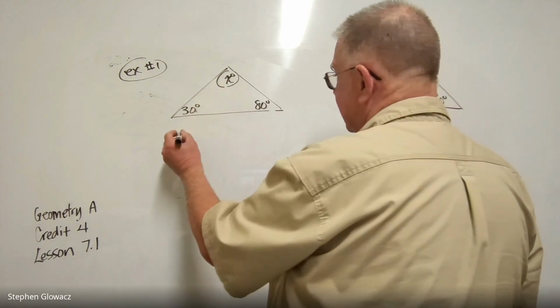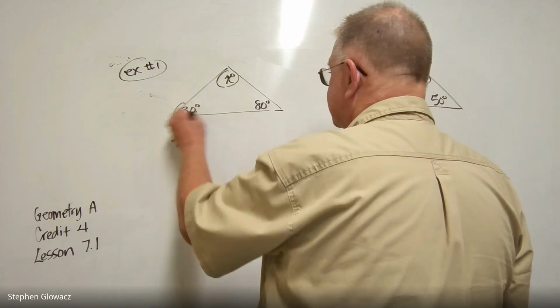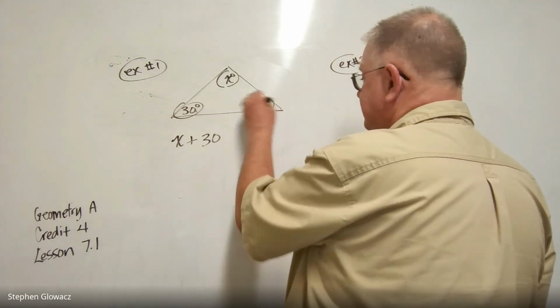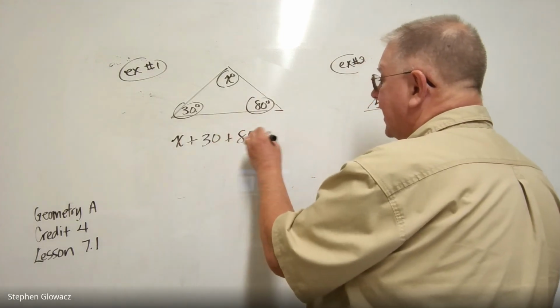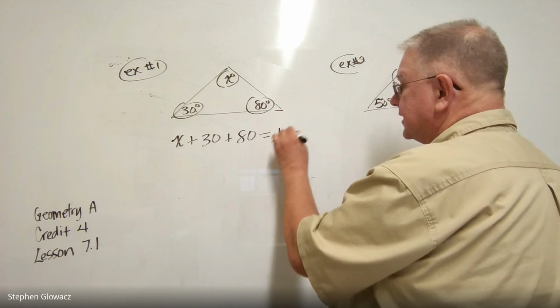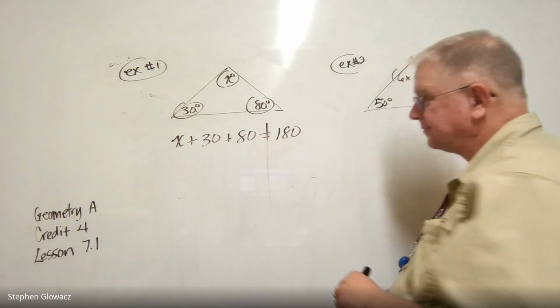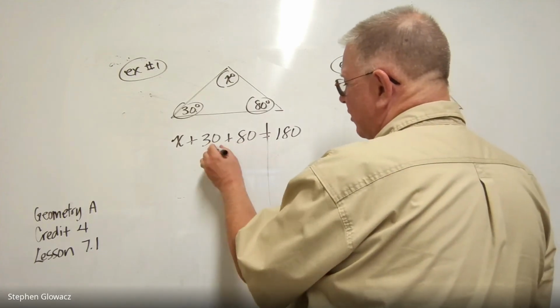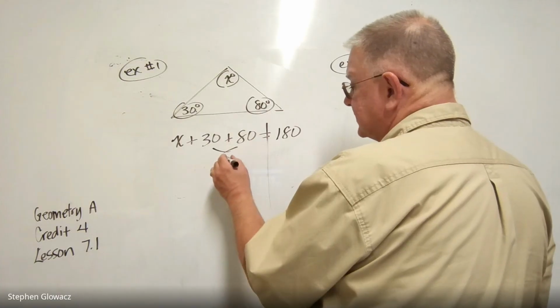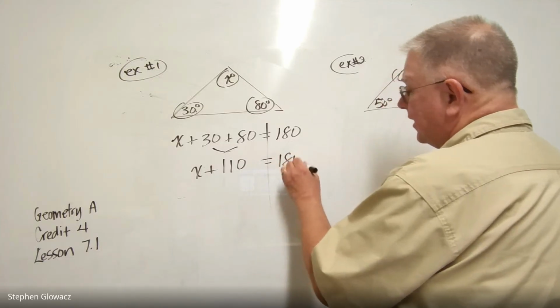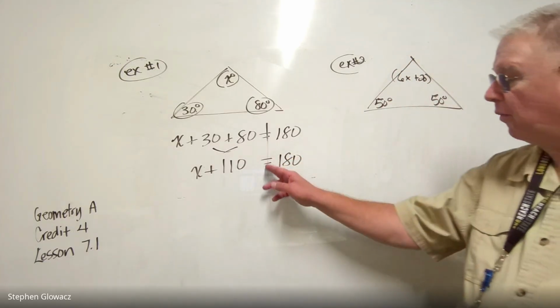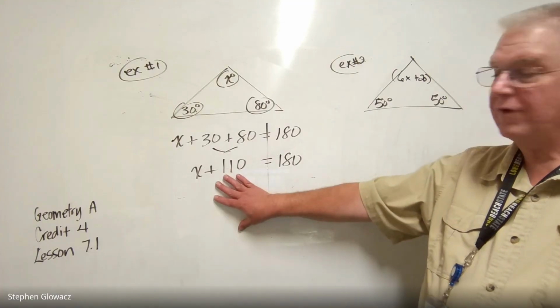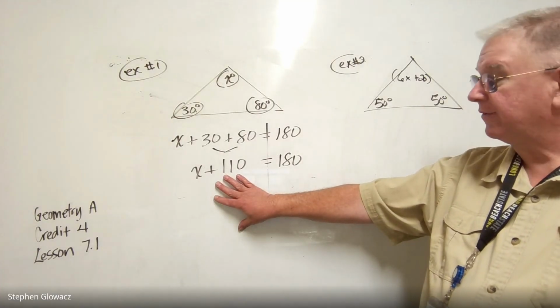We have our missing angle x plus this angle 30 plus this angle 80. And again, the sum of all three angles is 180 degrees. Our next step is going to be combine our like terms here, our constant terms. 30 plus 80 is 110. And so we have x plus 110 equals 180. X is over here on the left-hand side, so that's what we're going to focus on.